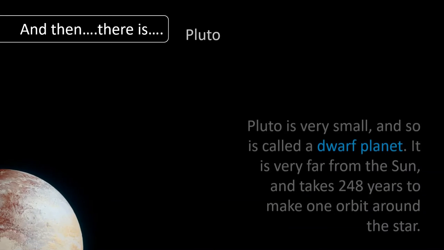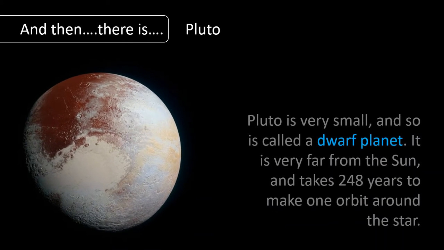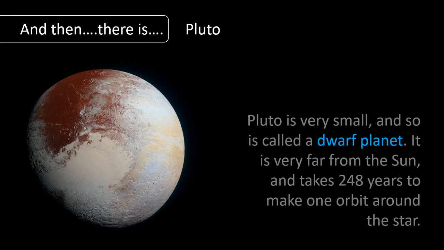So that's the end of our mission through the planets, or is it? Well, we finish with Neptune, and then there is Pluto. Is Pluto a planet, yes or no? For many years astronomers have been debating this, and for a while it was considered to be a planet. However, more recently, because Pluto is very small, it is called a dwarf planet. Dwarf means very small. It is very far from the Sun and takes 248 years to make one orbit around the star.